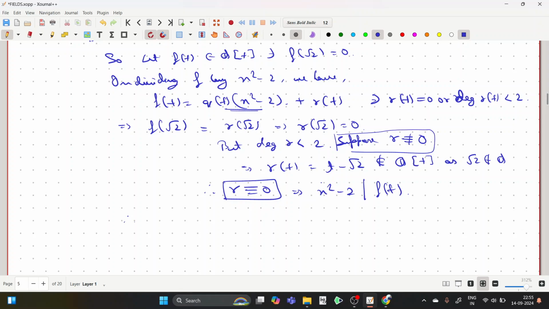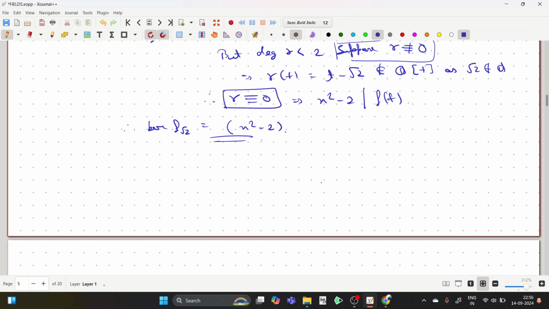Therefore the kernel of the evaluation map f induced by root 2 is generated by the element x square minus 2. Okay, so this is by far good.